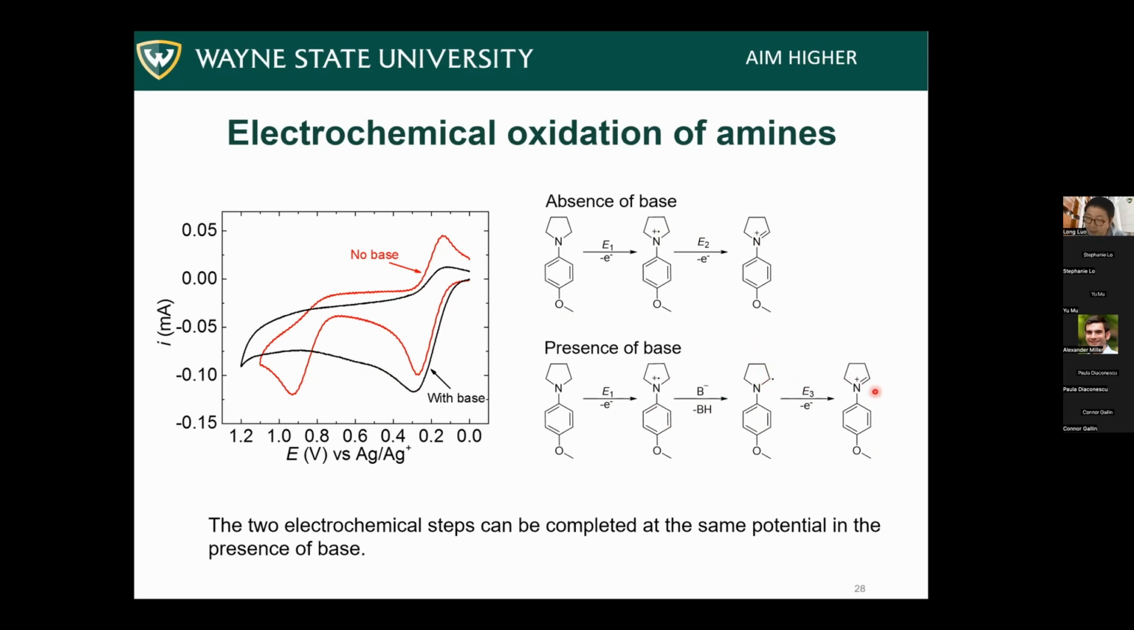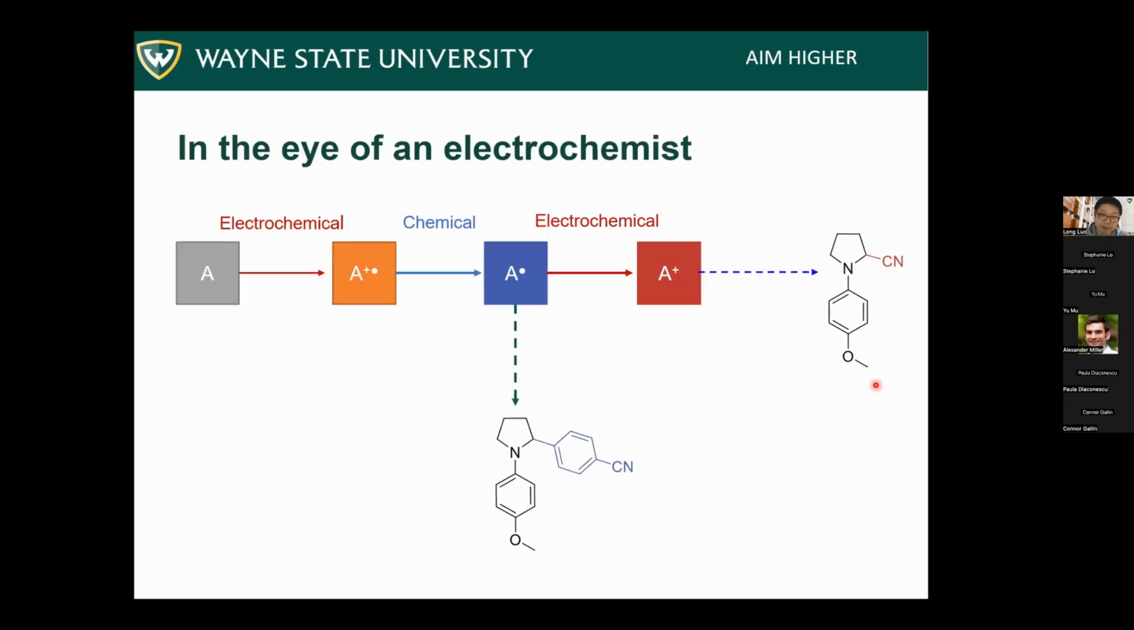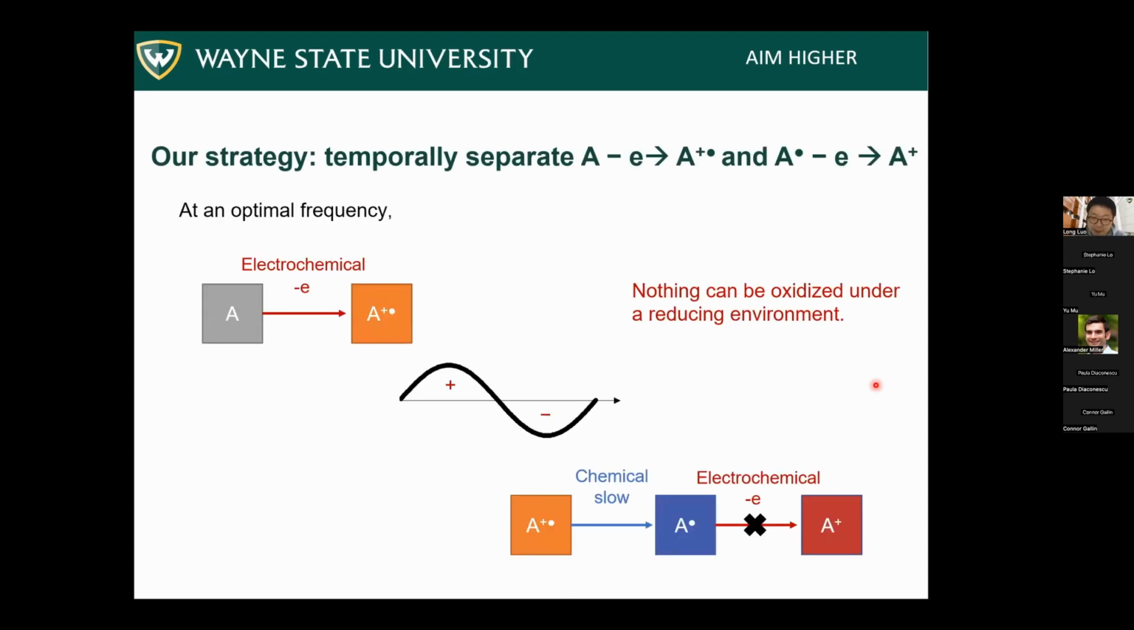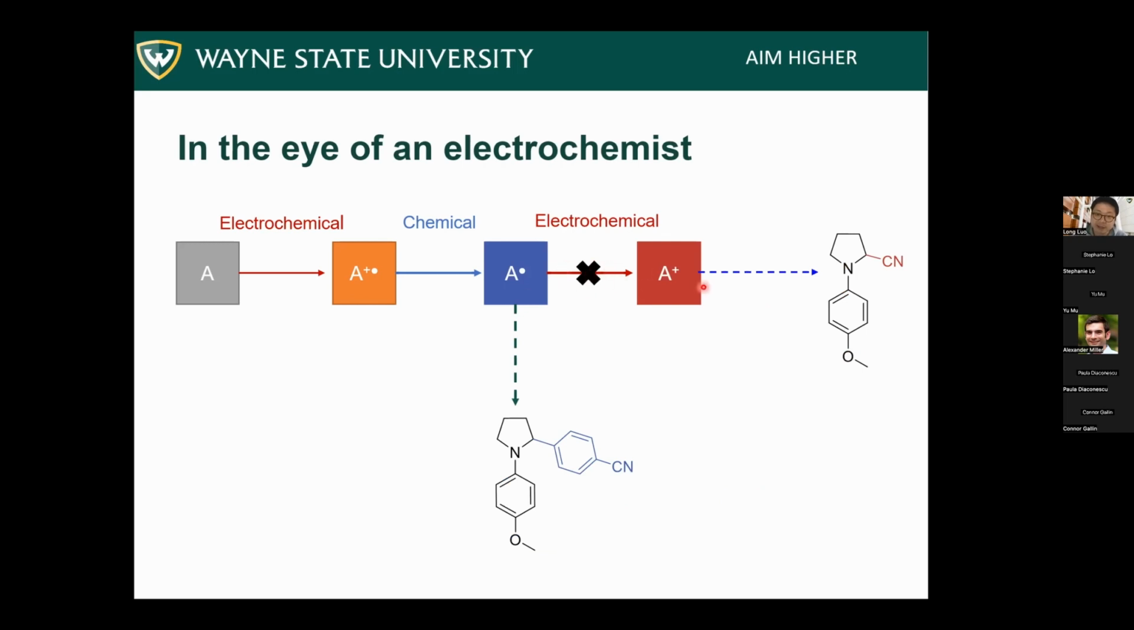Oxide, radical to iminium to get you the cyanation products. So it's not going to work. So how can we achieve the selectivities here? How can we shut down this second step?